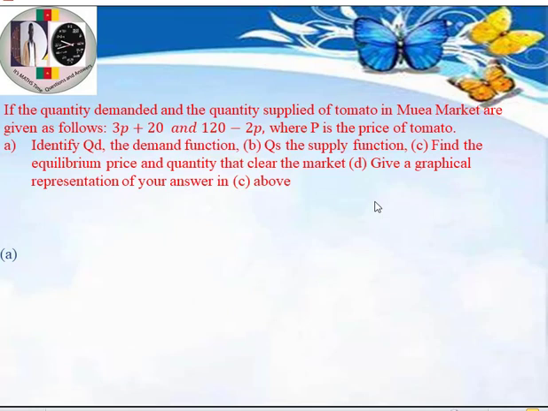So the question today says that if the quantity demanded and the quantity supplied of tomato in Munya market are given as follows: 3p plus 20 and 120 minus 2p, where p is the price of tomato. A, identify QD, the demand function, and QS, the supply function. B, find the equilibrium price and quantity that clear the market. C, give a graphical representation of your answer above.